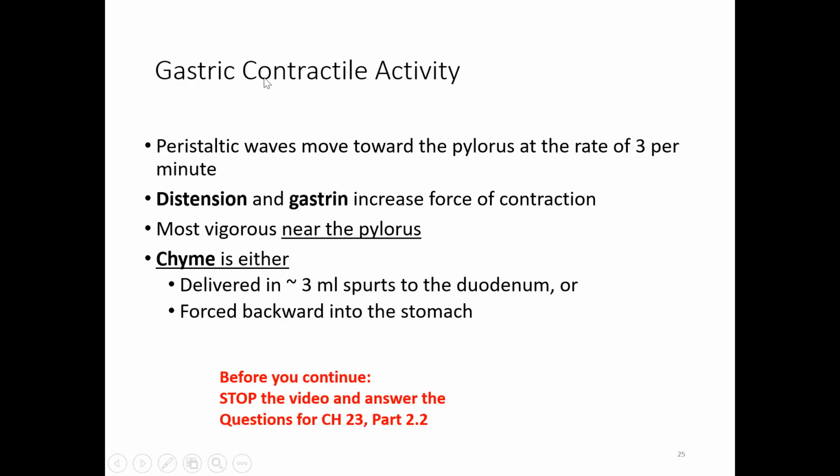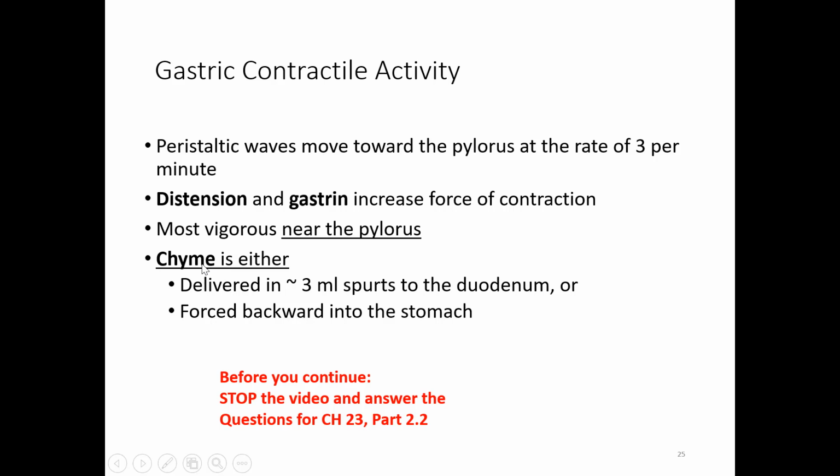Next one, gastric contractile activity. Peristaltic waves, contractions of the stomach walls, move from the fundus to the pylorus approximately 3 times a minute. But when the stomach is full and distended, and also with gastrin, they can increase the force of contraction. The strongest contractions will be near the pylorus to move that chyme to the duodenum.